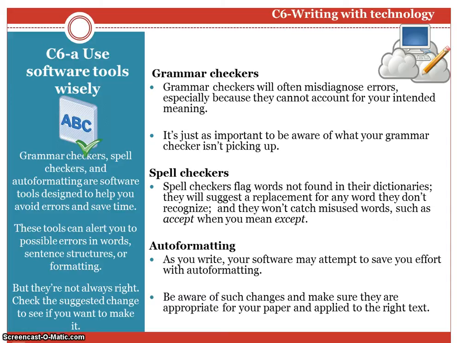Writing with technology. Use software tools wisely. Grammar checkers, spell checkers, and auto formatting are software tools designed to help you avoid errors and save time. These tools can alert you to possible errors in words, sentence structure, or formatting, but they're not always right. Check the suggested change to see if you want to make it.